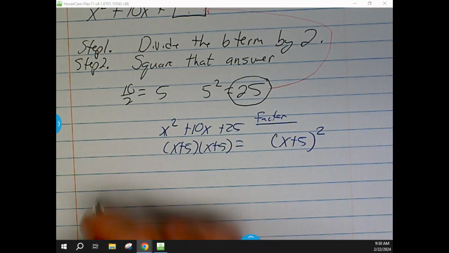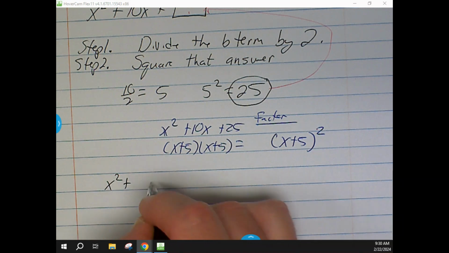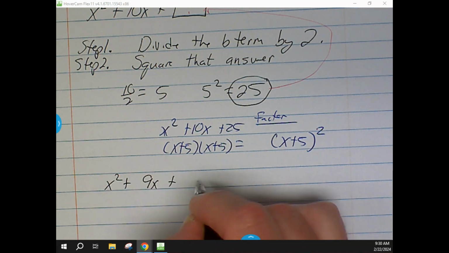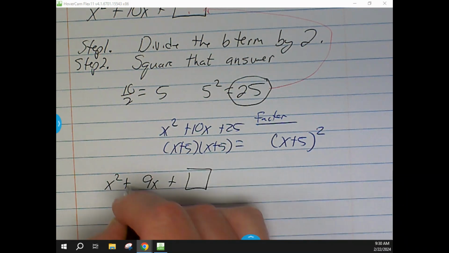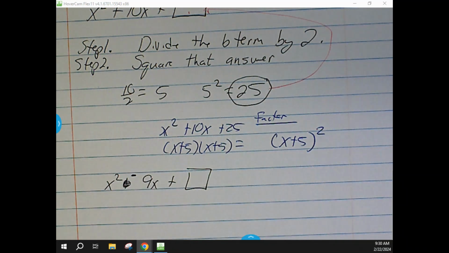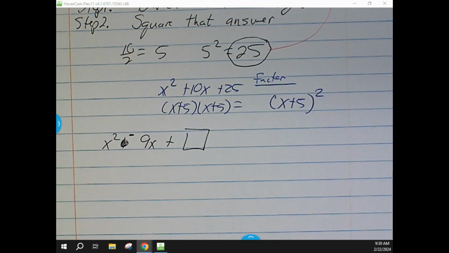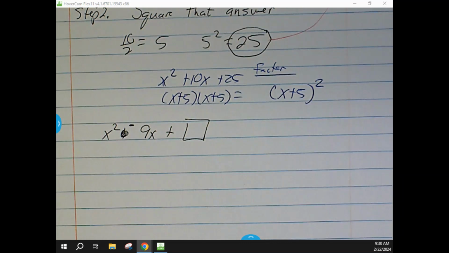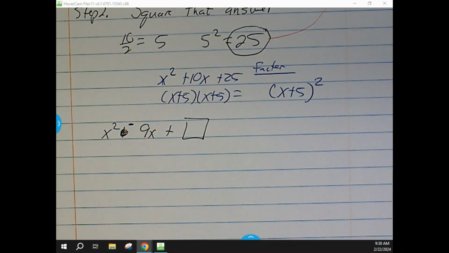Now, let me show you one other thing real quick. Let's change that to a minus. Just one other example. One more and then we're done. Again, this is quick, give us 30 seconds here. So it's x squared minus 9x plus, and then we've got our box to fill in the number.